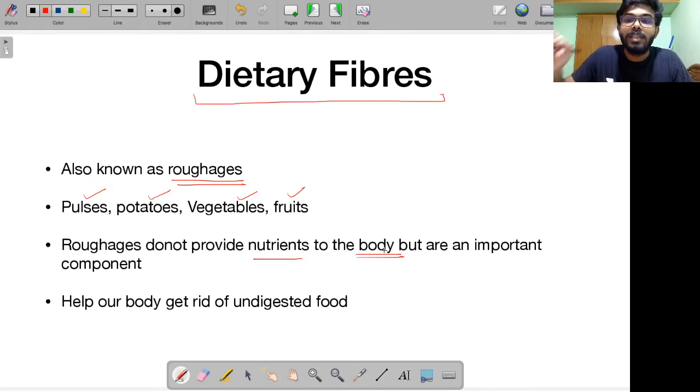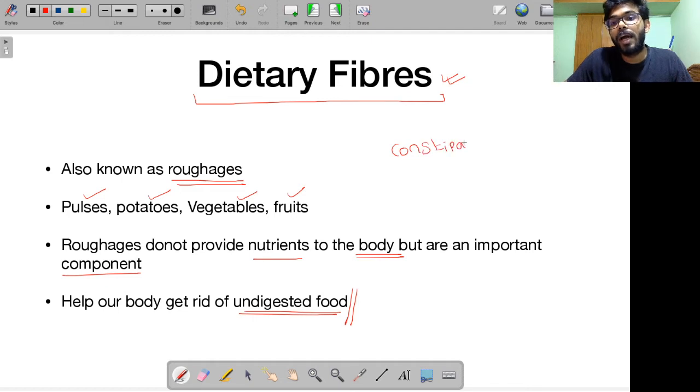But however, remember, they are a very important component of your balanced diet, of your food. Why? Because dietary fibers help our body get rid of undigested food. Okay? So whatever undigested food that we have in our body has to be excreted out. For that, dietary fibers are very, very important. In case you don't have enough dietary fibers, you suffer from a condition called constipation. That means you are unable to get rid of undigested food from your body. Okay, so if you're naturally not taking a lot of dietary fibers as a part of your diet, automatically you'll suffer from this condition.